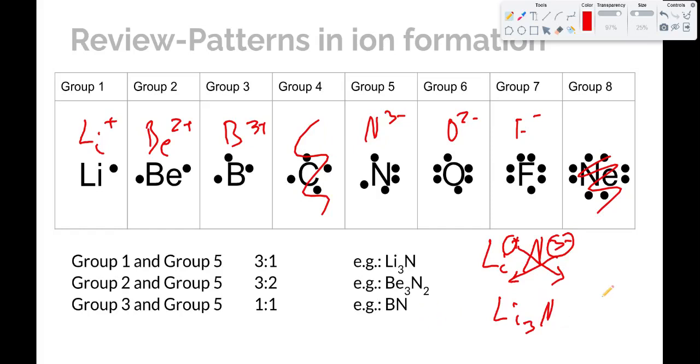Now you have to be a little bit careful here. Like if we tried that with boron and nitrogen, boron's a 3 plus, nitrogen is a 3 minus, and if you do that strategy, you'd end up with B3N3. But ionic compounds always use the lowest whole number ratio, so we would reduce that just down to BN.